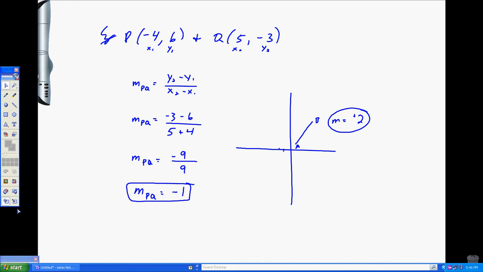So 1, 2, 3, 4. 1, 2, 3, 4, 5, 6. So there's P. And Q, 1, 2, 3, 4, 5. 1, 2, 3. There's point Q. Well, when I look at this line, that's what I call going downhill. So from P to Q, that's the direction I call downhill. So any line that is going downhill has a negative slope, and any line going uphill will have a positive slope.